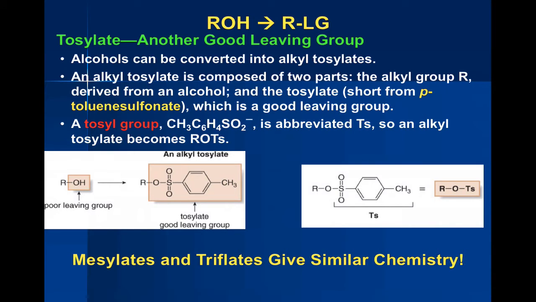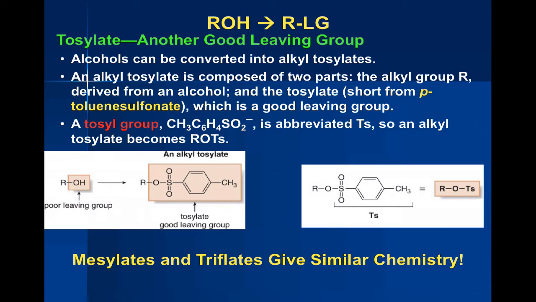Okay? You can also make the alcohol into a leaving group by what's called tosylating the alcohol. So you can convert the OH into a tosyl group, or a tosylate. Notice this oxygen is the oxygen from the alcohol, and all of this comes from a molecule known as tosyl chloride. And this is a pretty good leaving group.